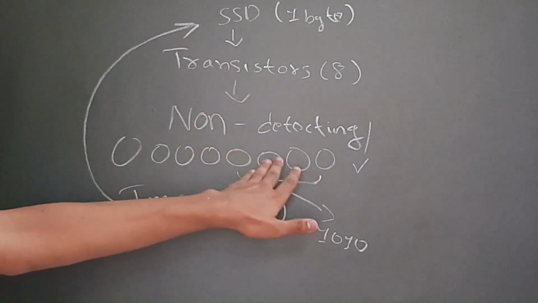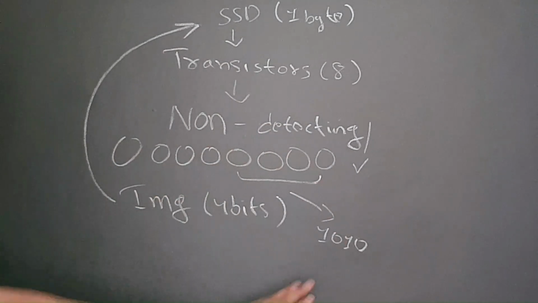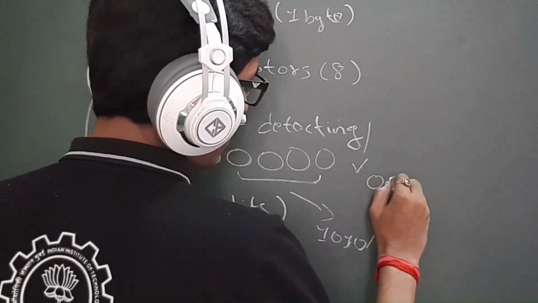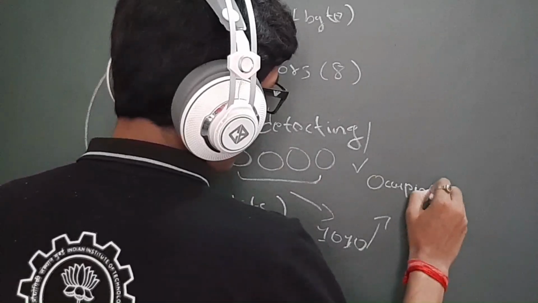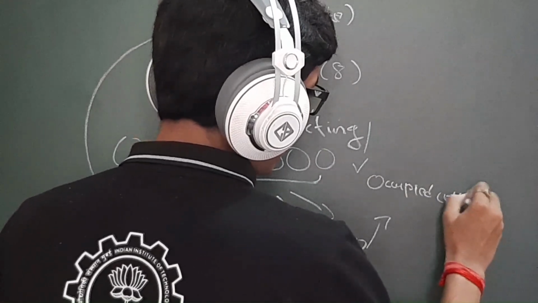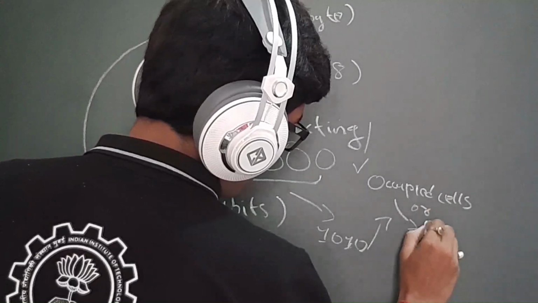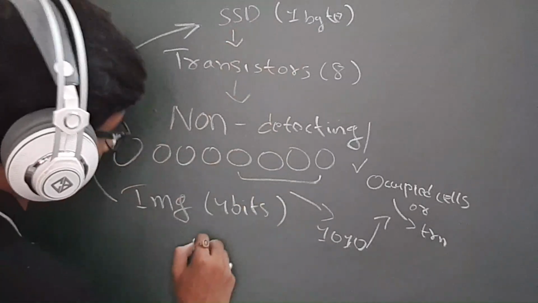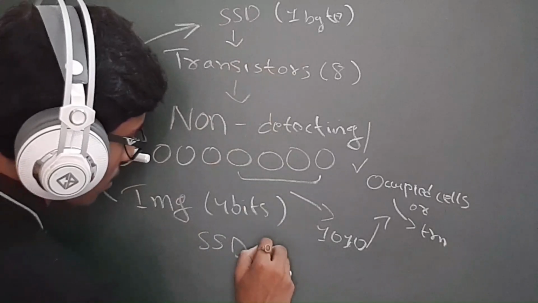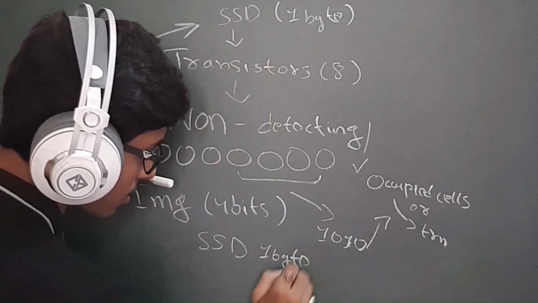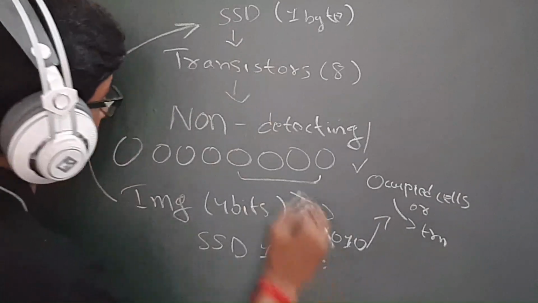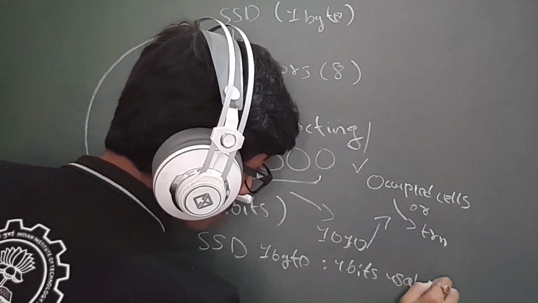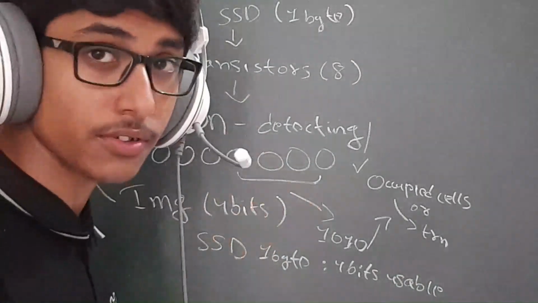So now these four transistors are no more non-detecting. They're often called occupied cells or occupied transistors. So now your computer will say that the SSD has 1 byte in total, but now only 4 bits usable. So this was the concept of non-detecting transistors.